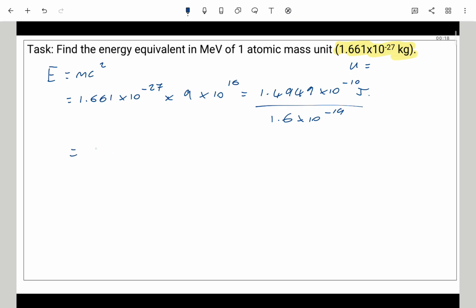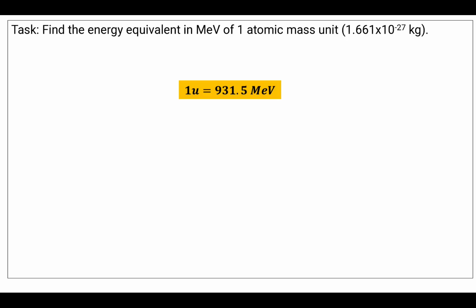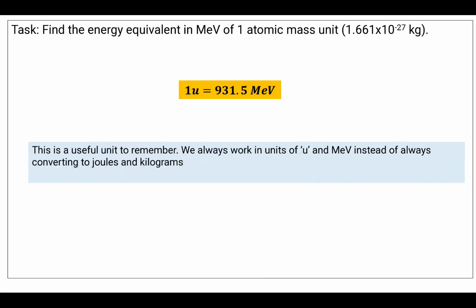Alright, so that gives us 934.3 MeV, which is slightly off, but close enough. If you use more accurate numbers for the constants, I'm just going to switch to another PowerPoint, one sec. You actually get 931.5 MeV.